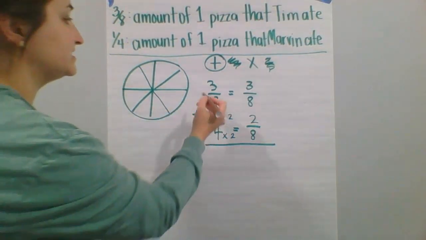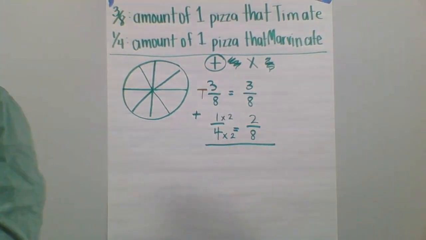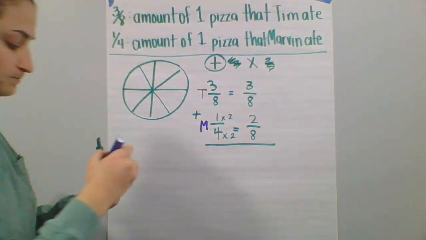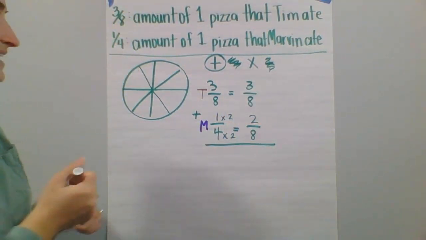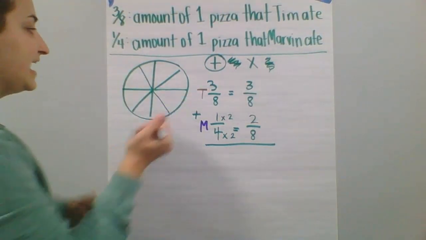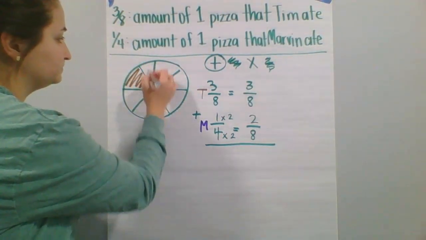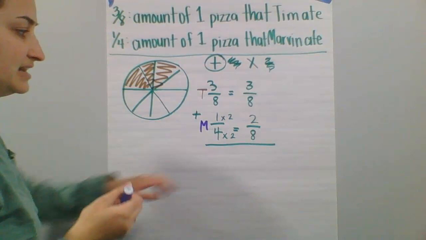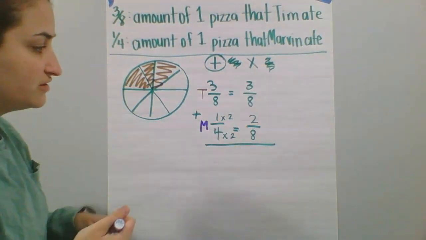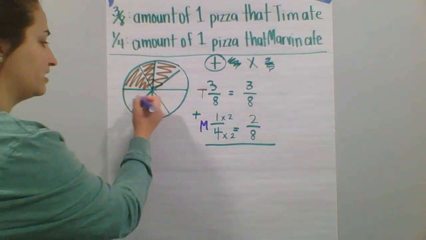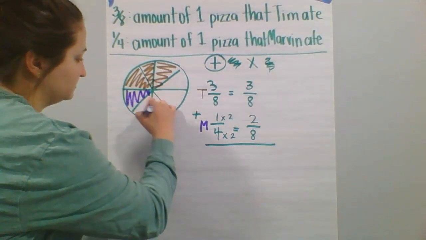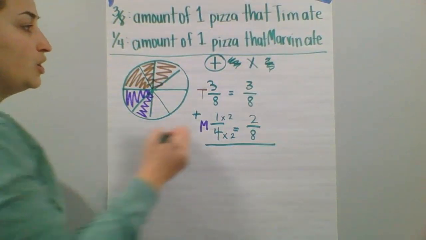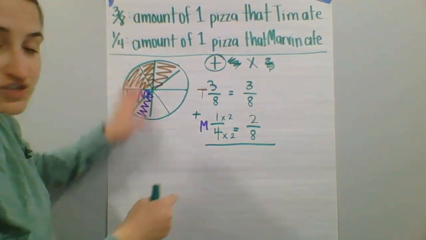And we'll say that Tim is the brown and Marvin is going to be the red or the purple. I'm going to shade in on my pizza my 3/8 that Tim is eating. And then in purple, I'm going to shade in the 2/8 because I want to make sure that I'm using the fraction that has the same denominator. So I'm going to shade in those 2/8 that Marvin ate.